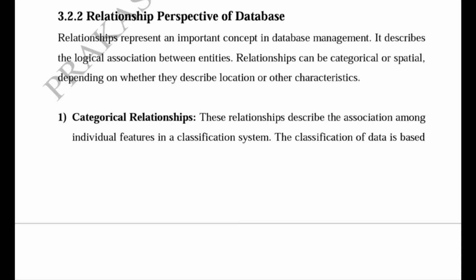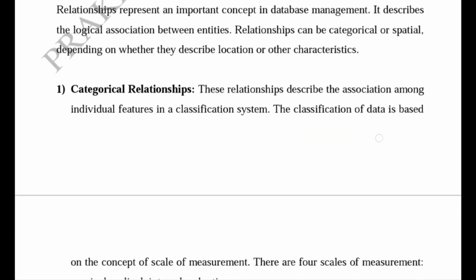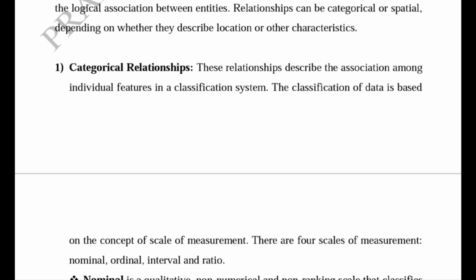The relationship is represented in the feature of a classification system, meaning in this categorical relationship we find the relationship between objects, or any land surface or anything, on the basis of the classification or hierarchical position. So first of all we have to understand that the relationship perspectives of the database are of two types. The first one is the categorical and the second one is the spatial relationship. We will start with categorical relationships first.